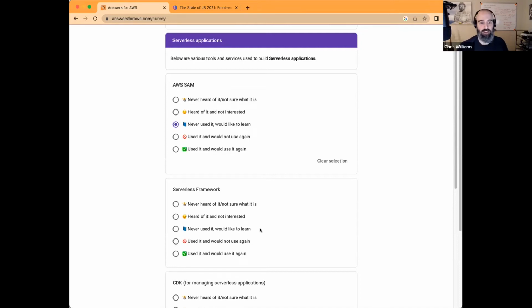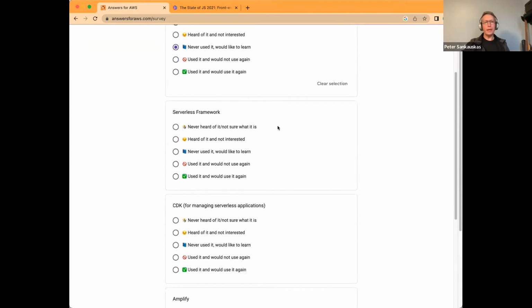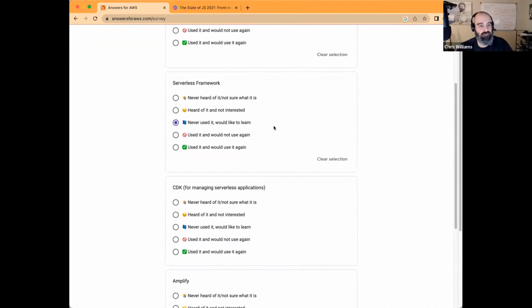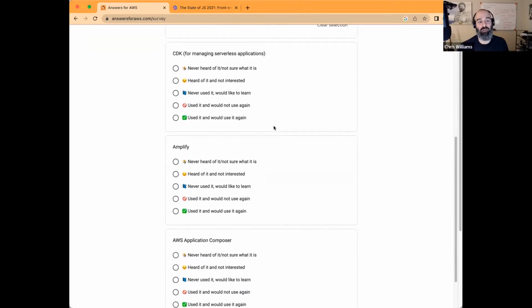Because I'm not a developer, serverless isn't a powerful tool in my toolkit. So this is going to overall be a weak section for me. Got it. And serverless frameworks similar? Yeah, same thing. I don't have enough knowledge to have antipathy or interest towards it. So these are things that I would like to learn.